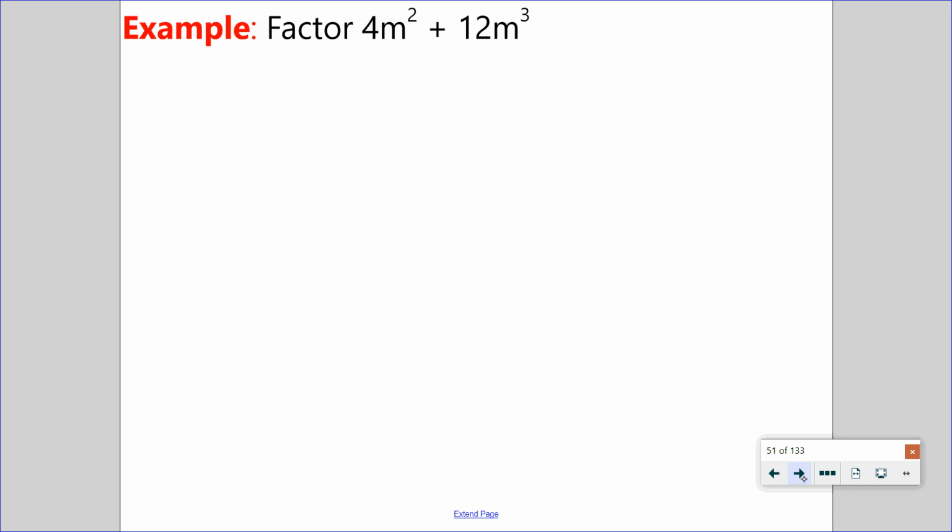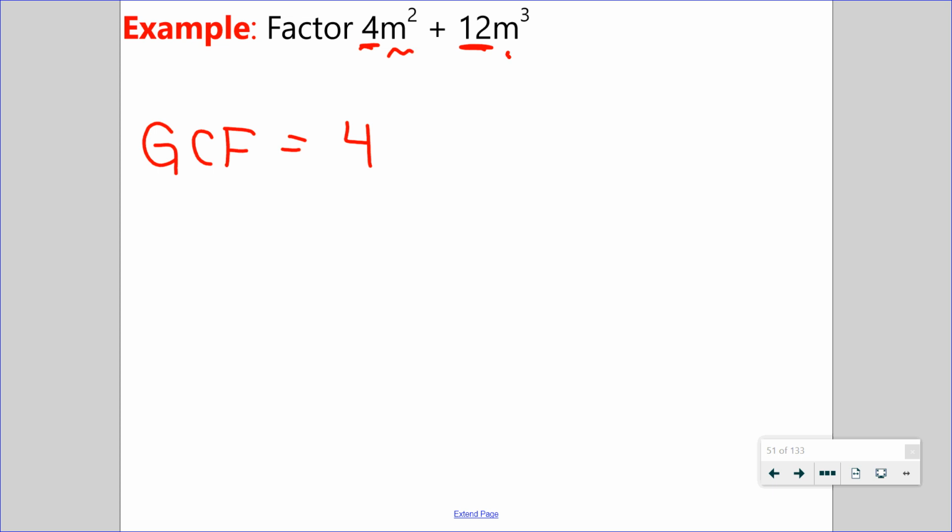So let's try this question. First thing I'm going to do is look for the GCF. I'm going to use my little shortcut. I'm just going to look at the numbers, 4 and 12. What is the biggest number that goes into 4 and 12? Well, I know that's 4. Now you can use the prime factorization if it helps you. I just want to show you how to do it without it.